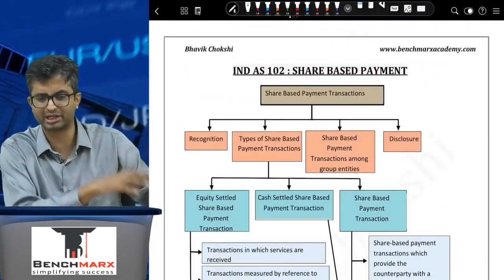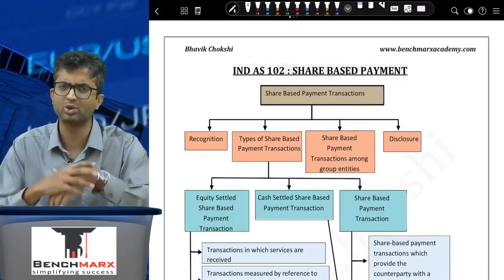So Ind AS 102 is also actually treated as a separate chapter, but we'll do a quick roundup over here.